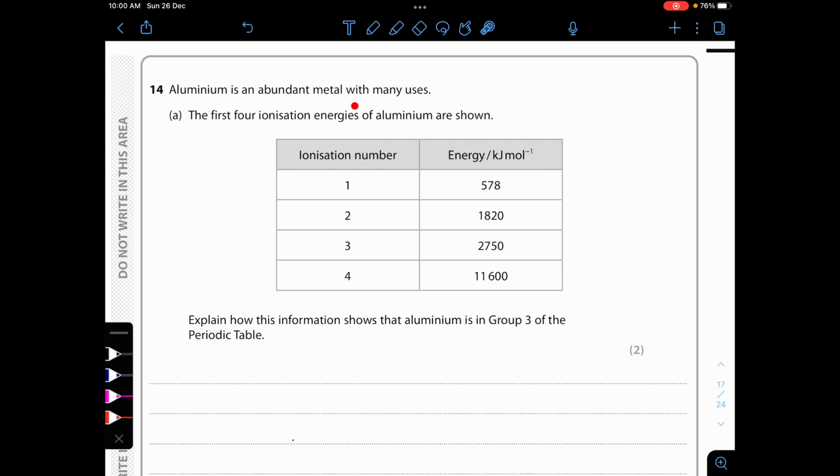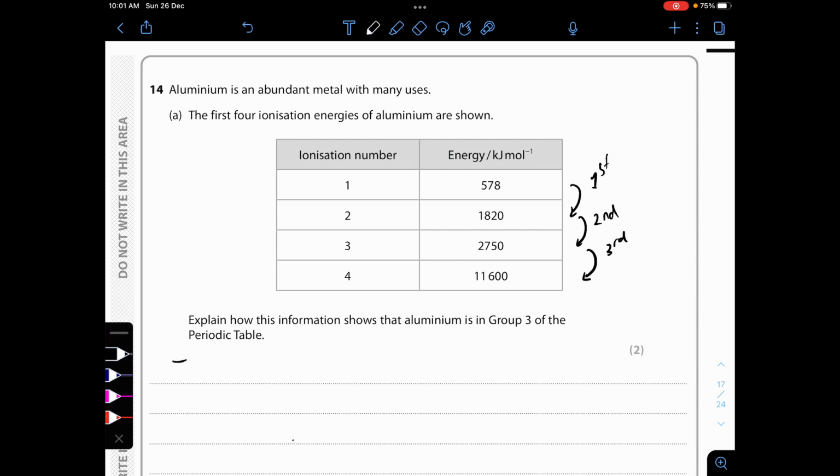Aluminium is an abundant metal with many uses. The first 4 ionization energies of aluminium are shown. So we have ion 1, 2, 3, 4. You can see it jumps from 578 to 1820, and then a similar jump to 2750, and then it jumps straight to 11,600. So what can we talk about? We have the first jump, the second jump, and then the third jump between the levels.